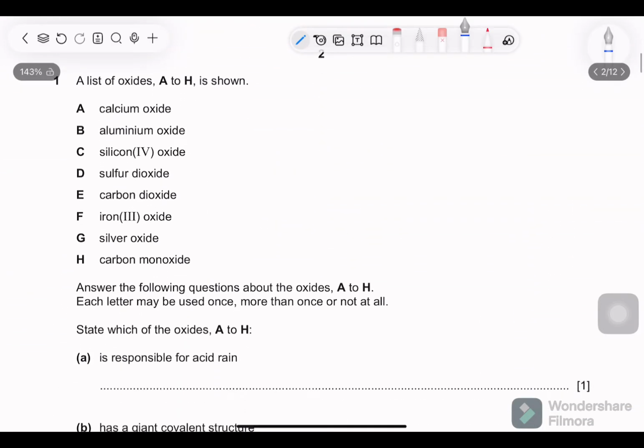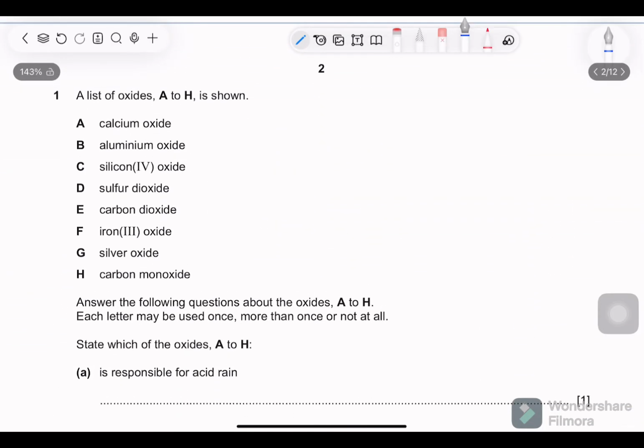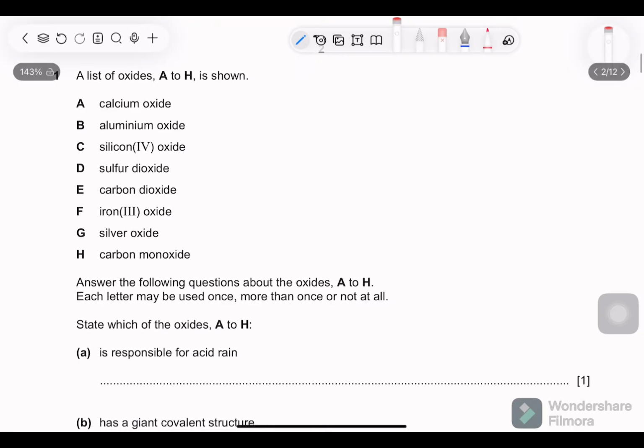Okay, so first question. A list of oxides A to H is shown. Calcium oxide, aluminum oxide, silicon oxide, sulfur dioxide, carbon dioxide, iron 3 oxide, silver oxide, and carbon monoxide. Answer the following questions about the oxides A to H. Each letter may be used once, more than once, or not at all. Okay, so state which of the oxides A to H is responsible for acid rain.